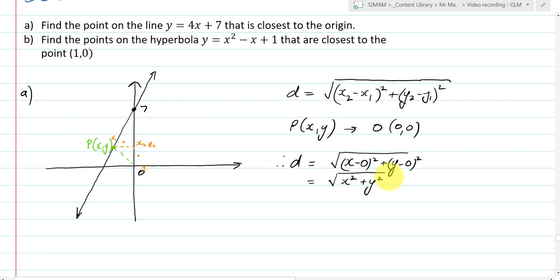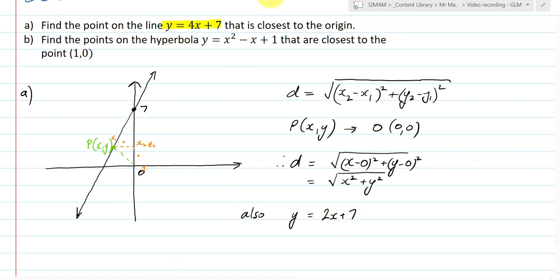But the issue we've got is that we can't minimize or maximize in a situation where D is a function of x and y. So instead we need to find another relationship between x and y. That means that we could substitute out x or y, and D will be in terms of x or y only. And here it is. We know that that point lies on this line, so that relationship must hold. So we also know that y is equal to 4x plus 7.